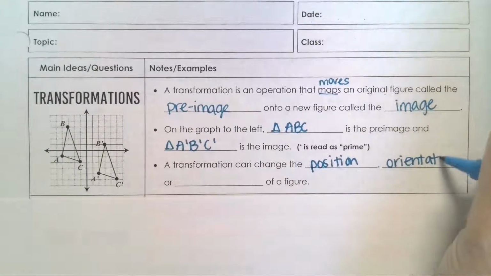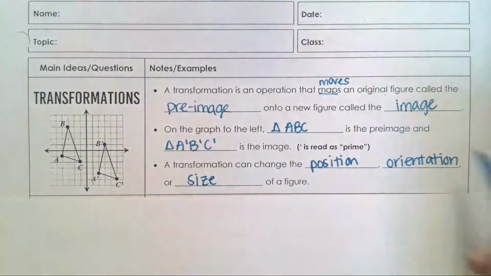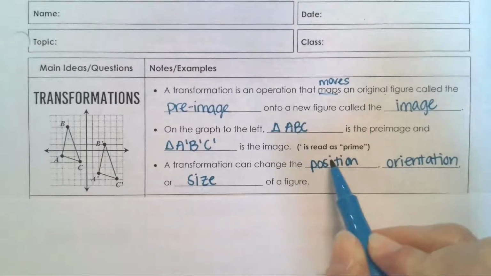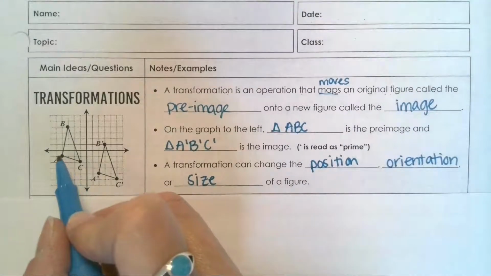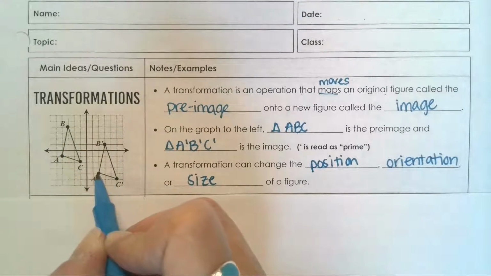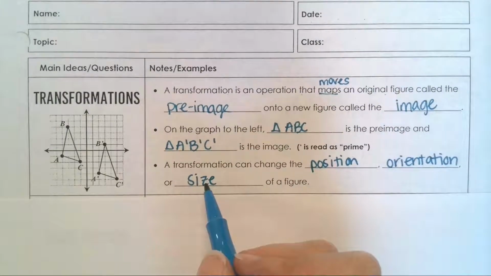A transformation can change the position, orientation, or size of a figure. So we can move it around on the graph. Orientation means the order that you read the points. So both of these read A, B, C, and then you can see that this is the same order of A, B, C. And then size would be making it bigger or smaller.